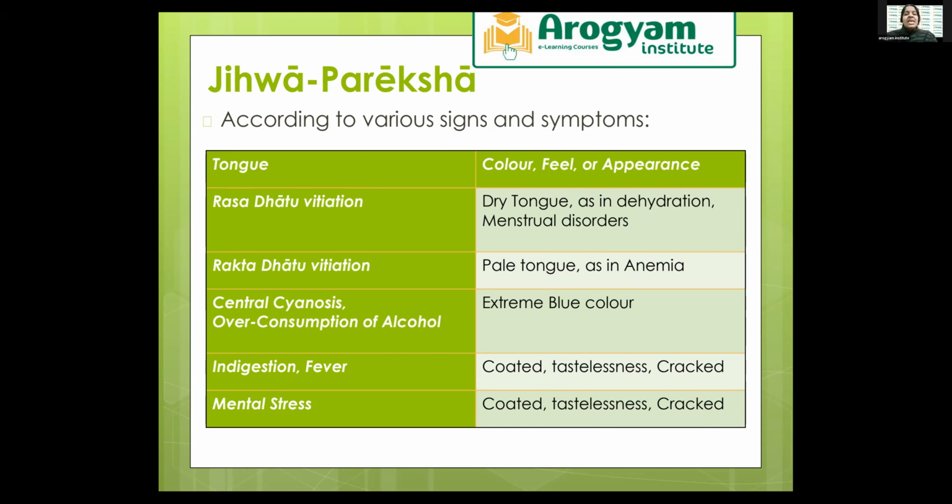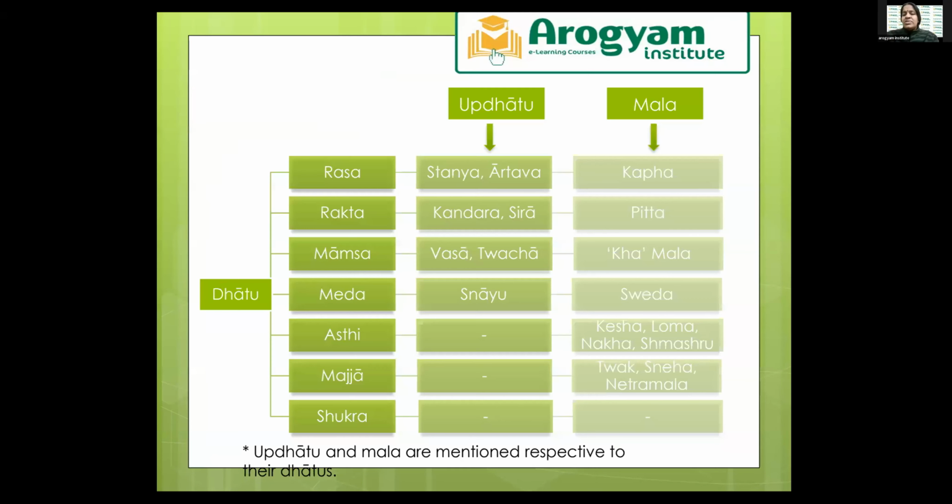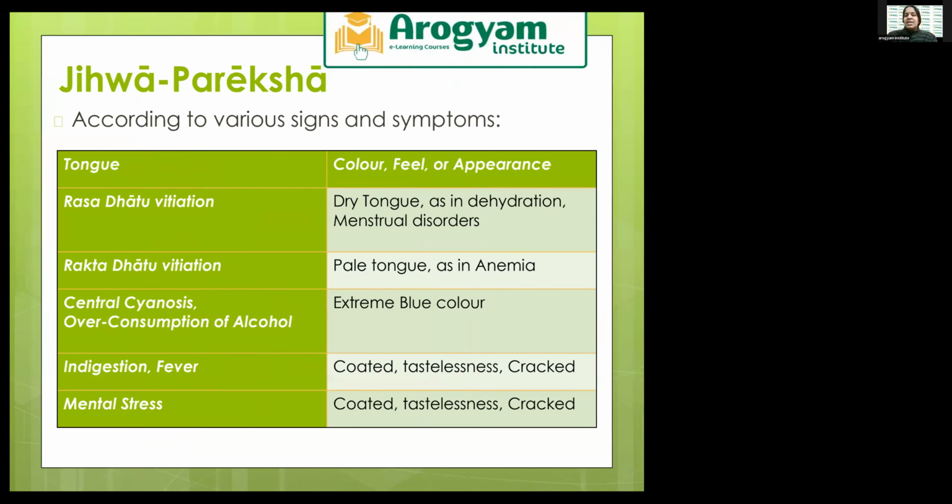Central cyanosis, you know that इसके कंडीशन में और ओवर कंजम्पशन ऑफ अल्कोहल, ऐसे कंडीशंस में the tongue becomes extremely blue. Indigestion या फीवर, ऐसे कंडीशंस में we see coated tongue, and the tongue's functioning may also be affected. Like हम तो आहार द्रव्य का रुचि, that is रस का ग्रहण ठीक तरह से नहीं कर पाते हैं, that is tastelessness or cracked tongue. So all these are seen. When there is too much of mental stress, then also coated, cracked, affliction of the tongue may be seen. So coated, cracked tongue with tastelessness, that is seen. So this is about some specific examinations.